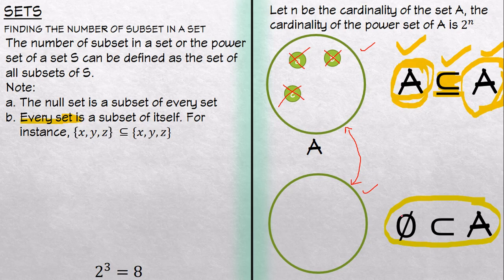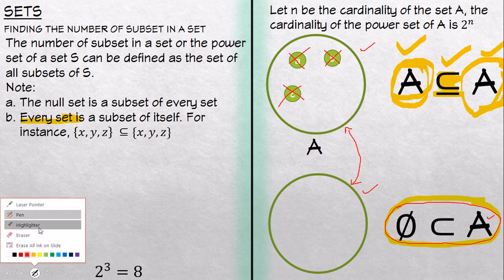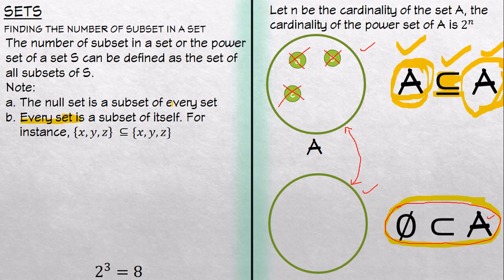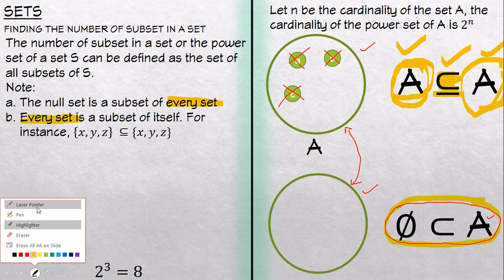Therefore, using the second definition of the subset we did in the previous slide, the empty set is going to be a subset of A. So you have to take note that the empty set is a subset of every set in this world. And every set in this world also is a subset of itself. Okay. So now let us move on.